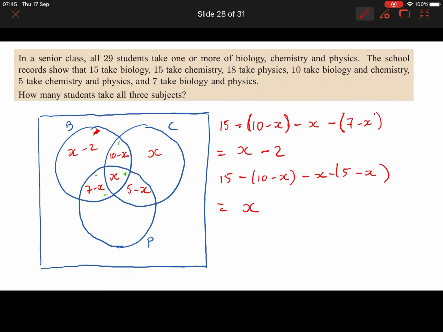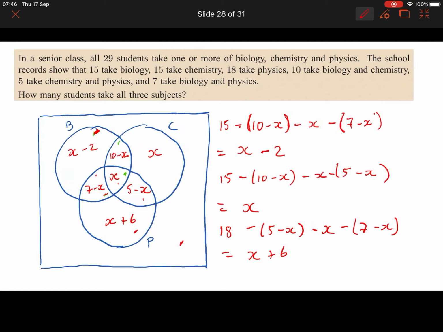Okay, and physics. Well, 18 people take physics, minus the 5 minus x, minus an x, minus 7 minus x. And again, all I'm doing is saying all of physics needs to add up to 18. So whatever is in here is 18 minus this, minus this, minus this. Okay, let's work that out. 18 minus 5 is 13, minus 7 is 6, and again we're going to end up with positive x. So that's going to be x plus 6, I believe. Okay, so in there it's going to be x plus 6.